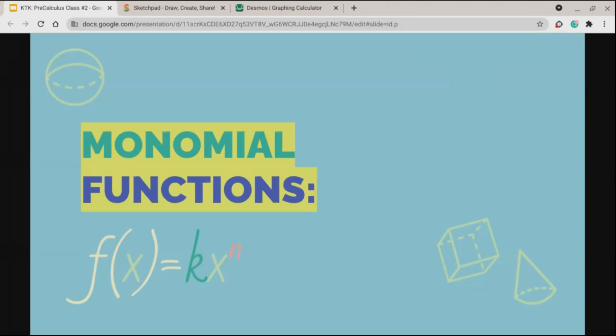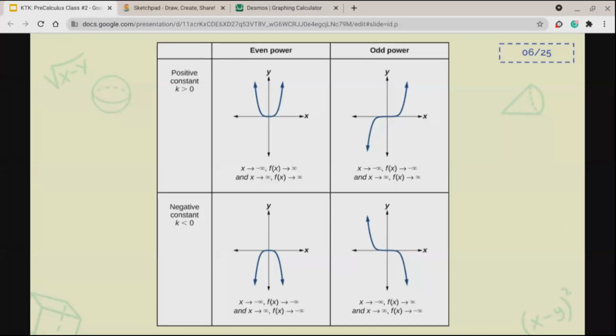So f of x is equal to kx to the power n, where k is the coefficient, x is the variable, and n will be changing. So x will remain the same, and k and n will be changing. Here is a quick way to think about the graphing of these power functions. If the constant is positive, so if k is greater than 0, and you have an even power on that function, say power 4 or power 2, you're going to have the end behavior shown at the bottom.